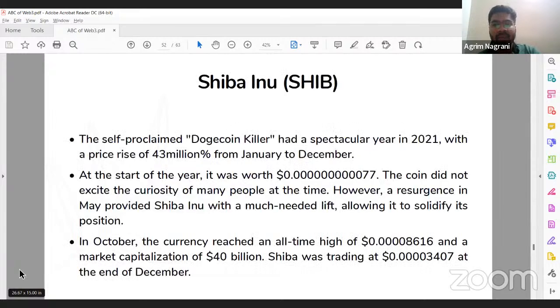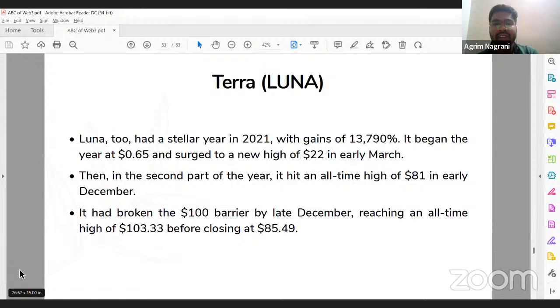As we all are aware, the Shiba Inu coin was present. It was particularly called the Dogecoin killer. There were various controversies around Shiba Inu, but it was one of the top gainers in the 2021 crypto market. In October, the cryptocurrency also reached an all-time high, as the numbers are mentioned in this PPT. It was also trading at a huge volume and many people were trading in it.